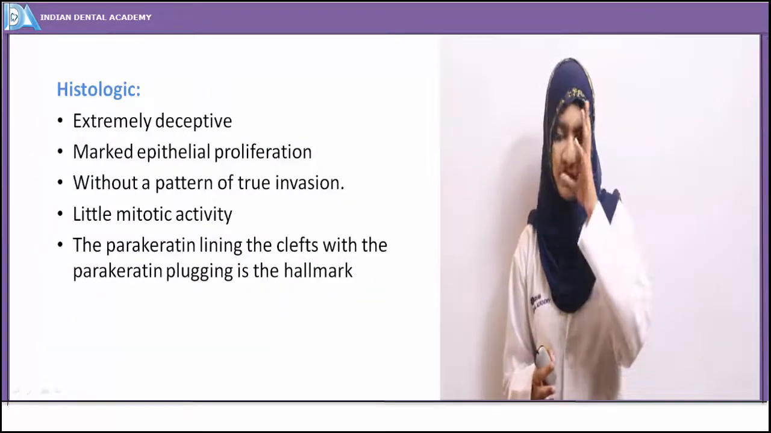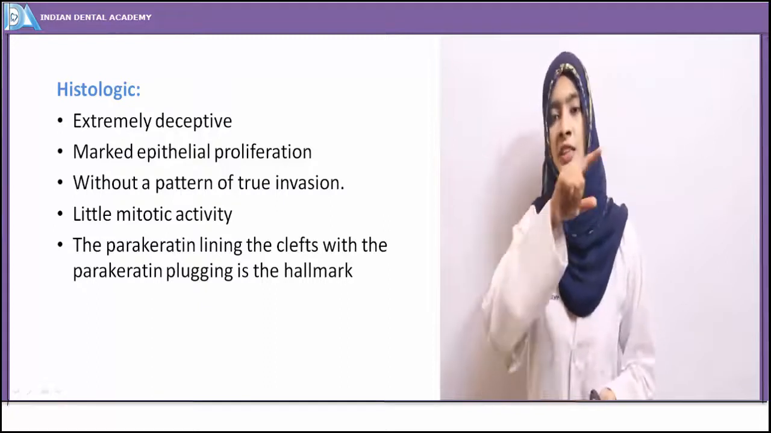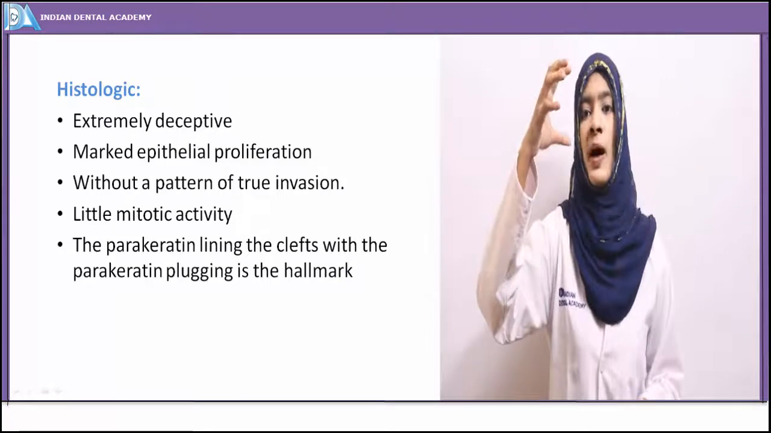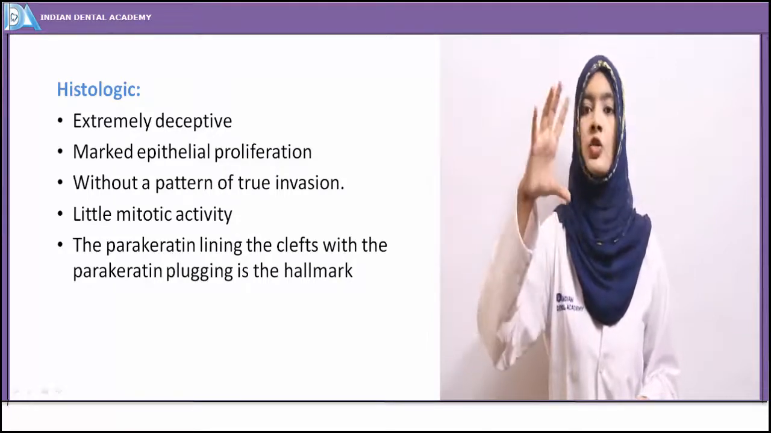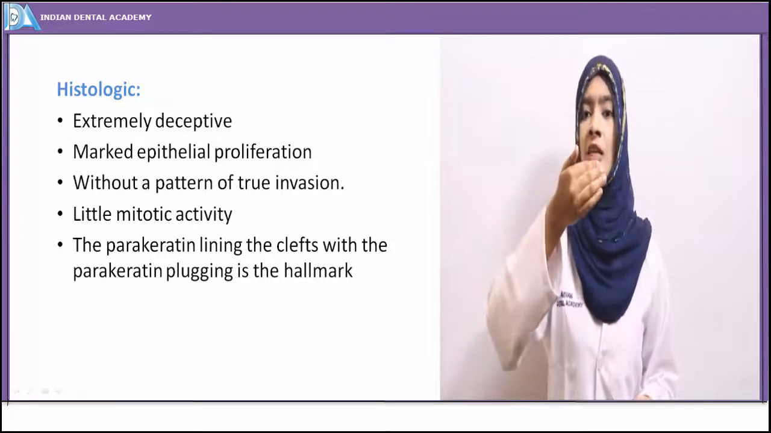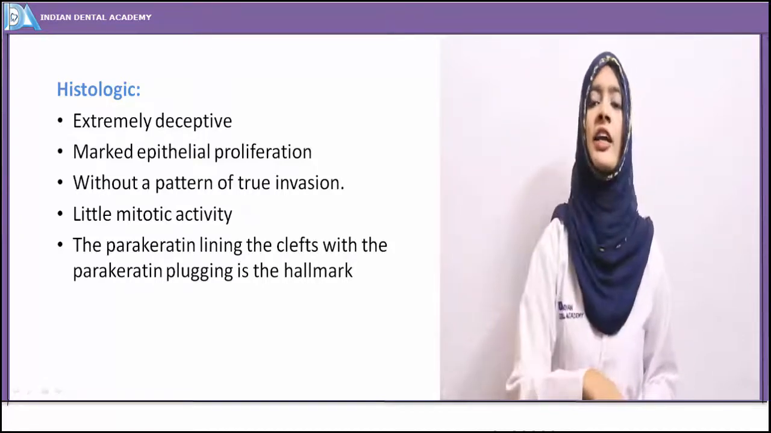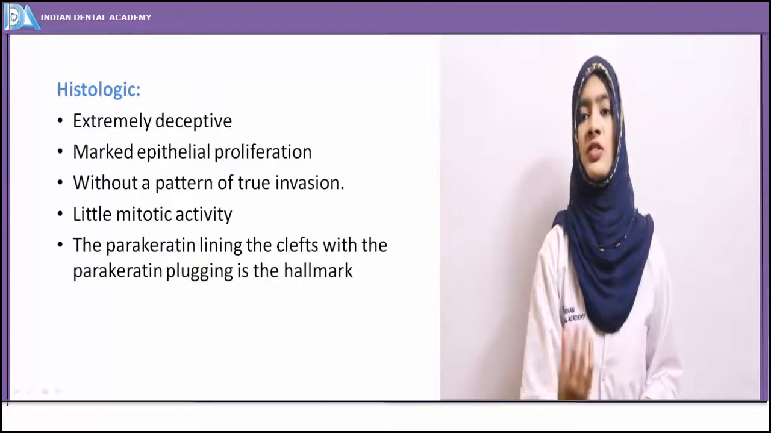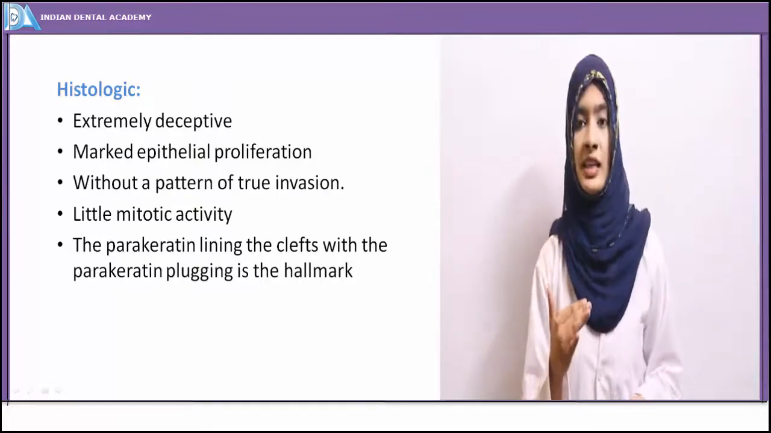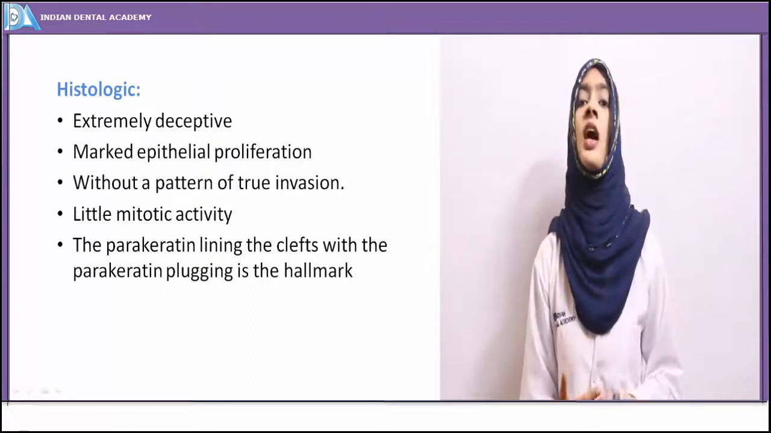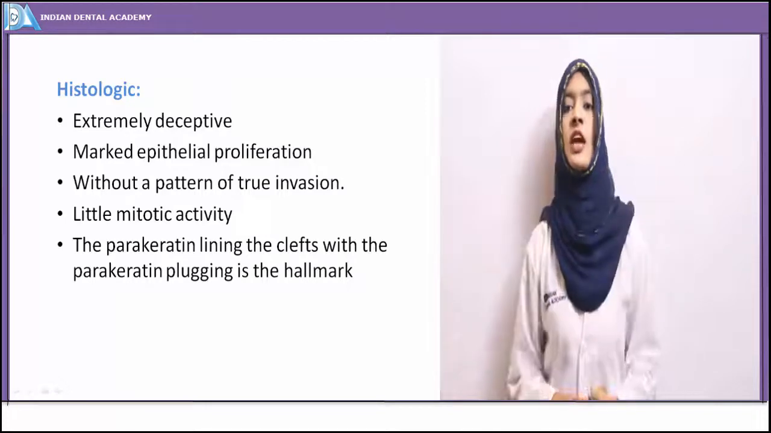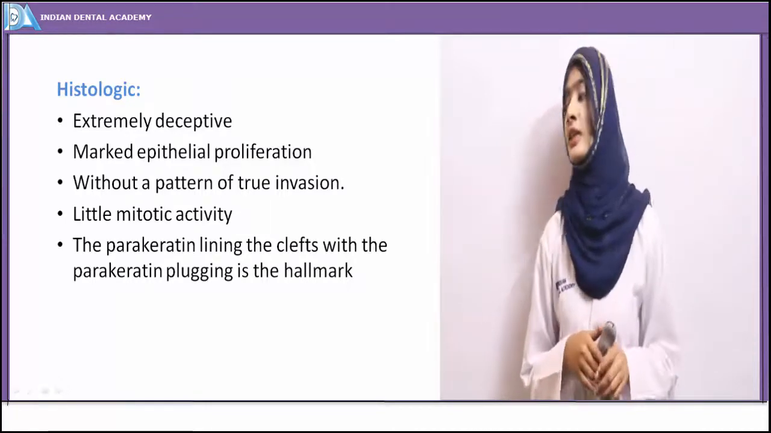As I told you, the histologic features are different. The epithelium shows characteristic hyperplasia, and there is deposition of parakeratin in the epithelium that is leading to formation of parakeratin plugging. This parakeratin or keratin deposition seems to extend into the underlying connective tissue from the epithelial surface. So that is the appearance of this. Presence of prominent rete ridges will be present, and the keratin deposited on the surface seems to accumulate into the underlying rete ridges.